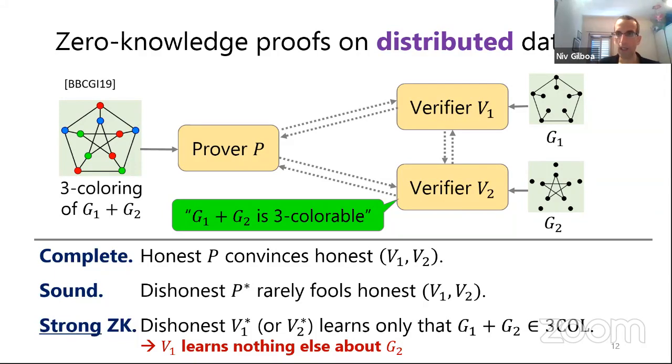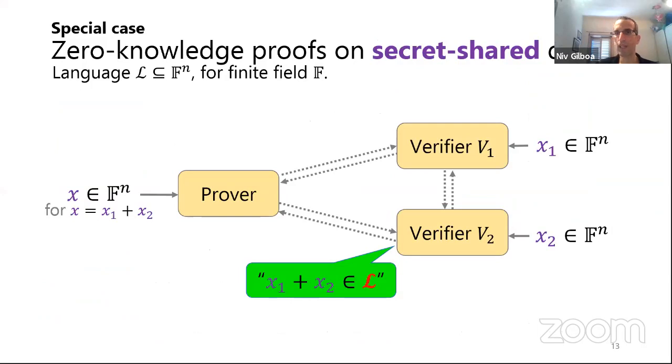A specific and interesting instance of zero-knowledge on distributed data is zero-knowledge on secret-shared data. Here we have some language L, in a finite field F or in a ring, both are okay. But now the input X is secret-shared. The prover has X fully, and the verifiers have shares of X. Together, if they reconstruct the secret, they have X, but each one separately doesn't have X. Now the prover wants to prove some statement on the reconstructed secret: that x1 plus x2, which is X, is in L.